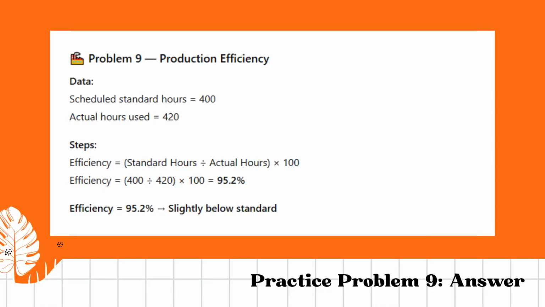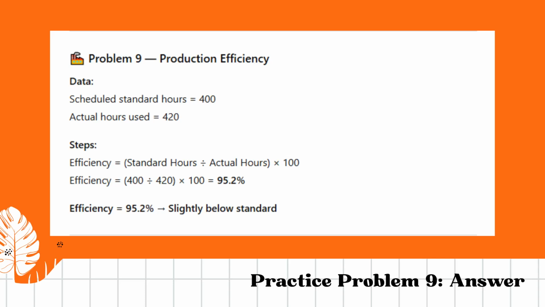Problem 9. Production efficiency. Data. A work center is scheduled for 400 standard hours of work this month. In reality, it took 420 actual hours to complete the same amount of production. We need to calculate the efficiency of the work center.